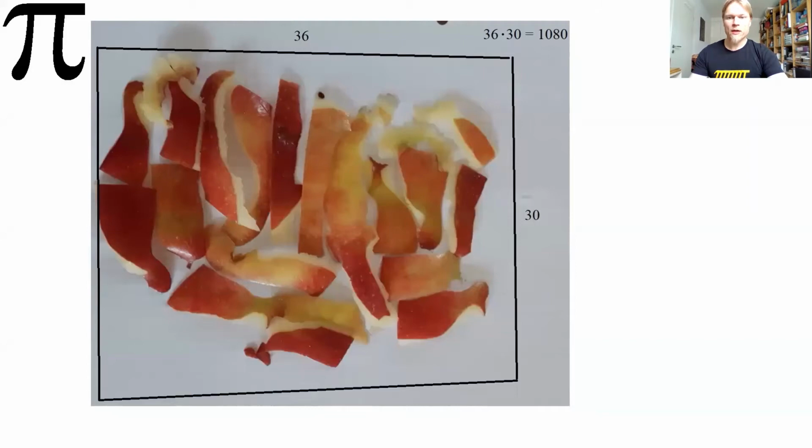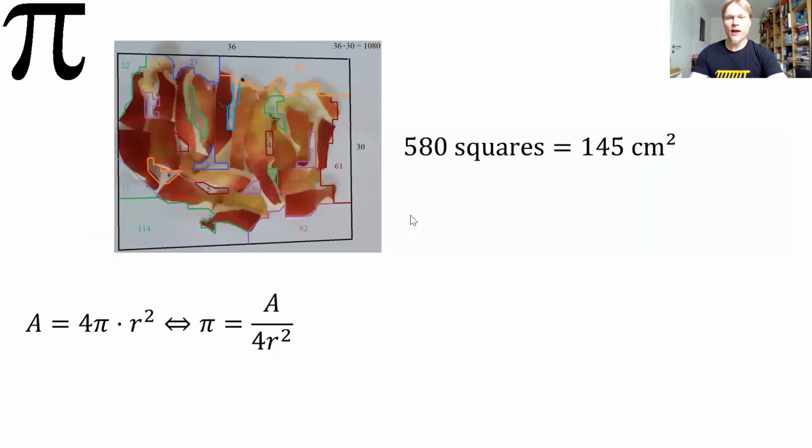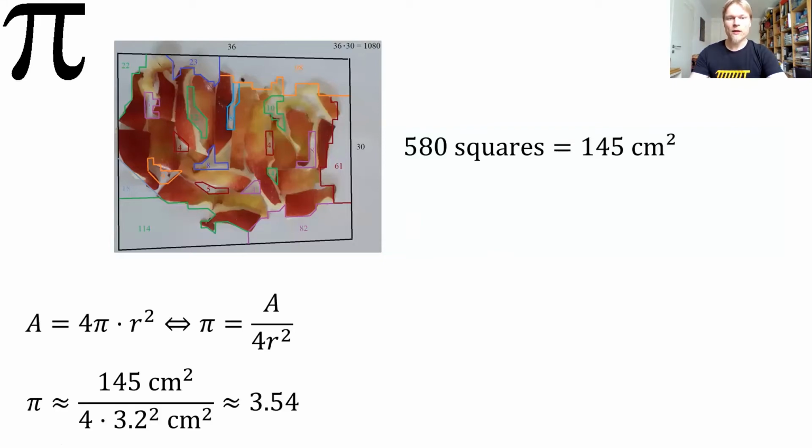My peel puzzle is enclosed by 36 times 30 squares. Now I have to subtract all the squares of the rectangle without any apple peel. I counted 580 squares, with 4 squares being 1 square centimeter. With this formula of the surface area of a sphere, I can now calculate pi. The result is 3.54, which is a bit too high. I might have missed some parts of the squared paper that I should have subtracted.